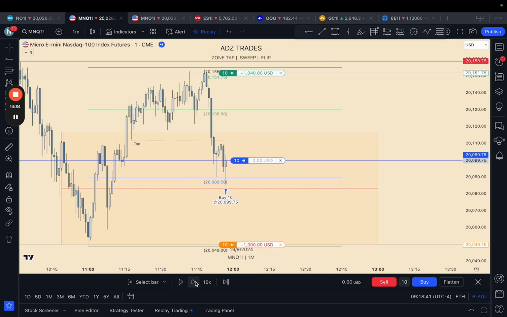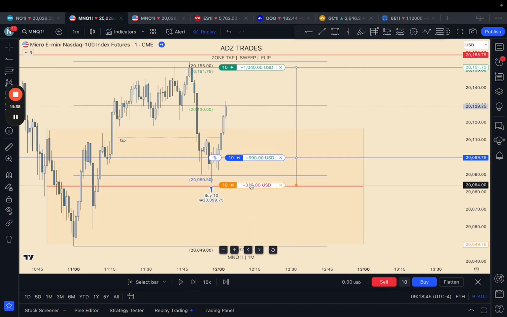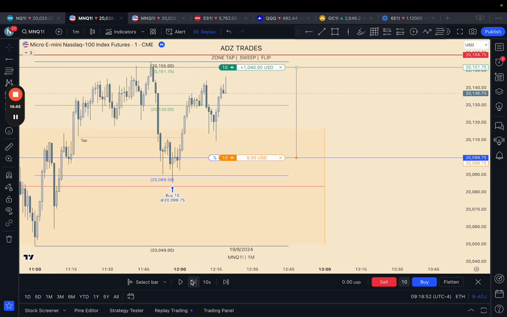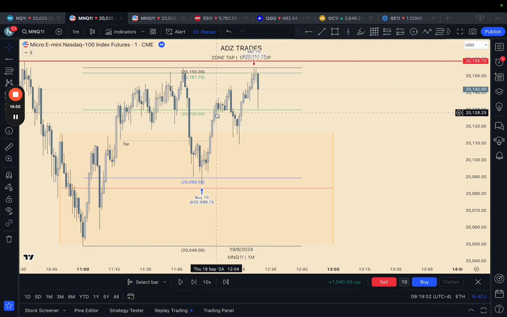There we go, nice 1 to 1.5. Nice instant break even. Can't get better than those. If it hits a break even, that's fine, right? We're risk free at least. We've got fair value gaps here, we're filling. Nice. Hit TP. So we're just doing the same thing.